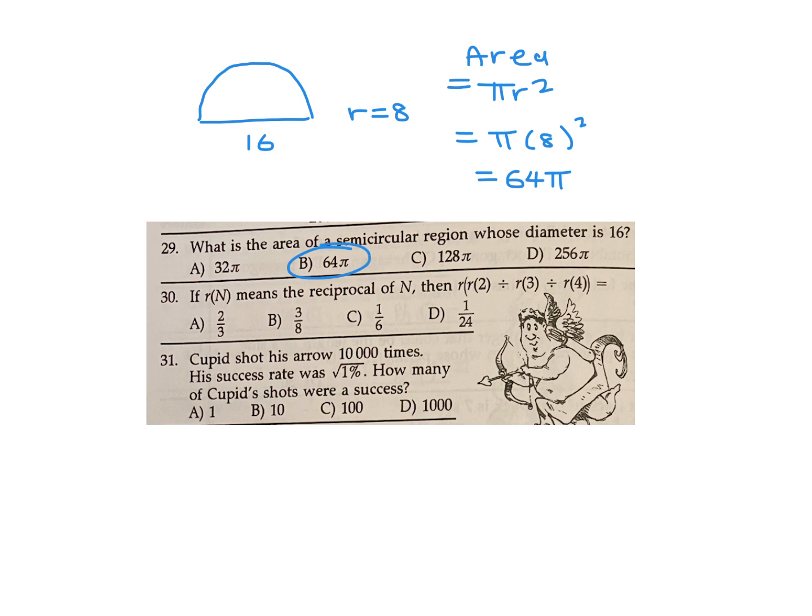Wait, hold on. Did I do this properly? No, because I have to divide by 2 because it's a semicircle. So that has to be divided by 2. So 32 pi. Okay, make sure I do that properly. So therefore the answer is A. It's not B. Yeah, semicircle, not circle. Well, I actually drew the semicircle properly, but the area formula was not correct. Okay, 32 pi, no problem.